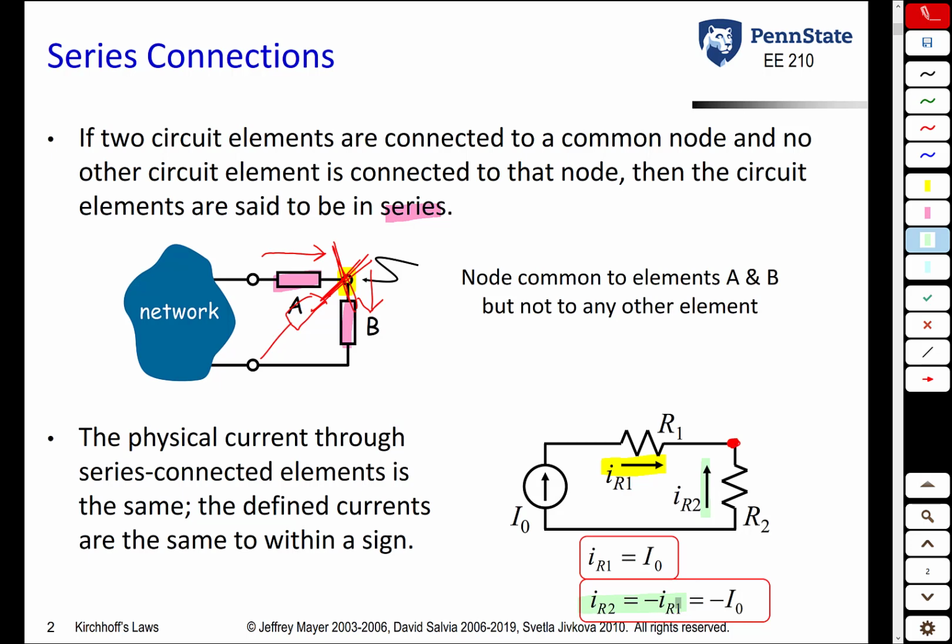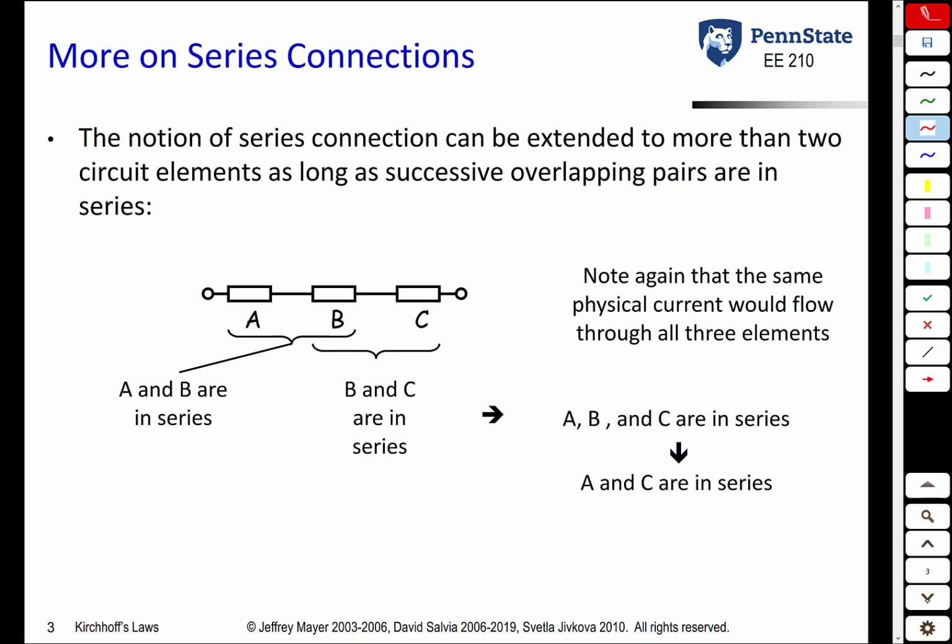So bottom line, R1 and R2 have the same physical current, but the variables are going to be opposite. One might be 5 milliamps, the other one would be negative 5 milliamps, specifically because the way we're defining the currents is different. So they have to have the same physical current, but the defined currents are the same to within a sign. Another important point in series connections: if A and B are in series because they share this node, and B and C are in series because they share this node, then we say that A and C are also in series. Once again, whatever current is flowing through component A has to flow through component B, has to flow through component C.